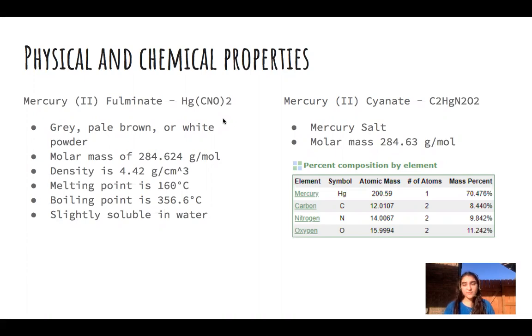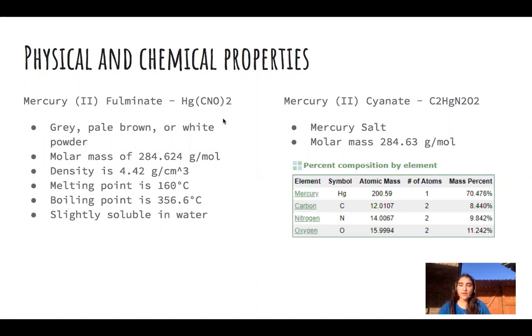Whereas mercury cyanate, some things we know is that, well, it's a mercury salt and the molar mass is 284.63 grams per mole. There wasn't really too much about this molecule. The reason being, most likely because, I honestly, I actually don't know. But one thing we could do is make an educated guess.